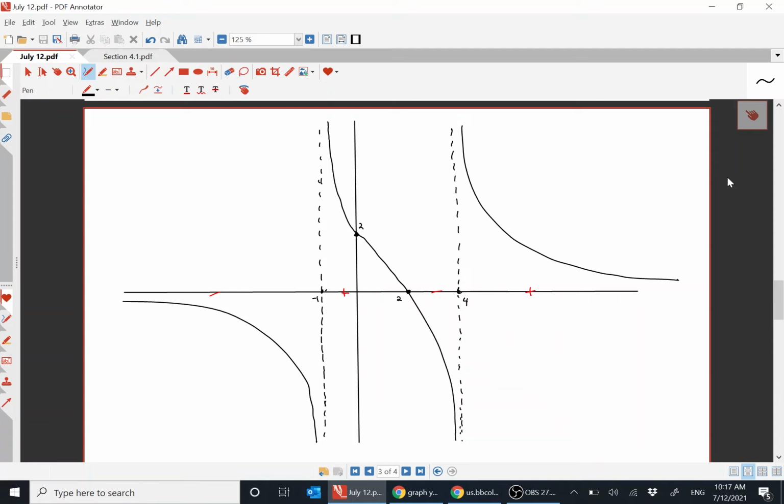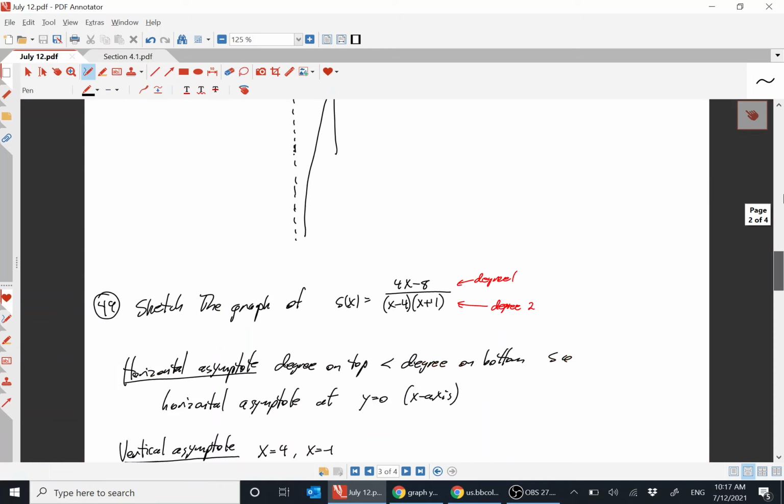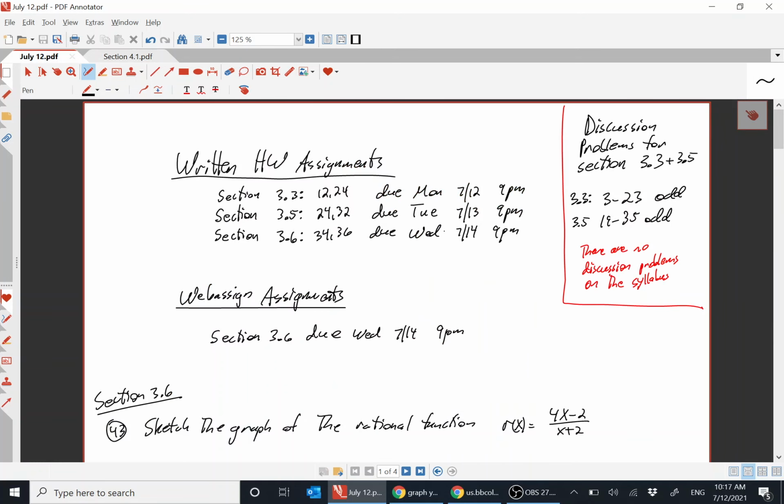No, 57 is not the best example. Which ones did they ask us? Well, which ones did I assign? 34 and 36. Wait a minute. Oh, with 34 and 36.